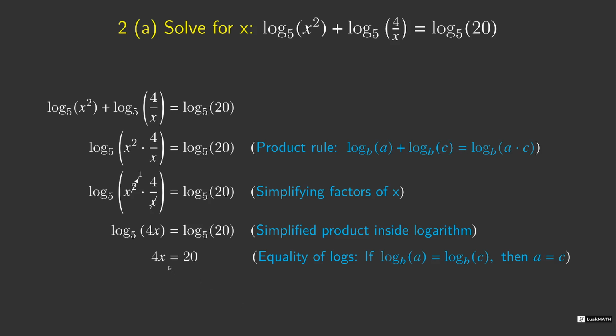Yeah, so then you have 4x equals 20. And then of course you can divide both sides by 4 to get x equals 5. And that's the final solution.